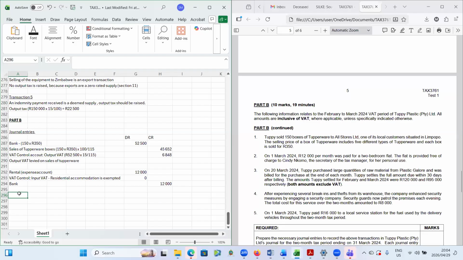Which two accounts are we talking about? Remember, when you are doing journal entries, we need to be quick to pick the accounts which are affected. Raw material, it's an asset account, isn't it? Or a consumables account. Which is an asset account, meaning it's a DR.